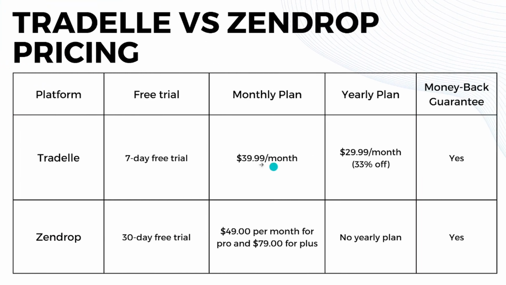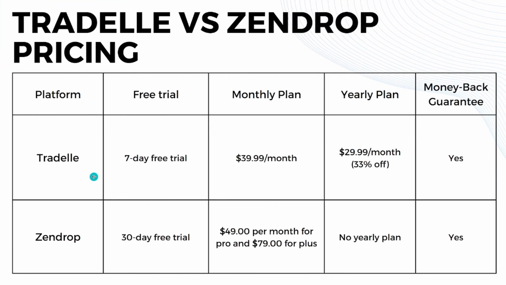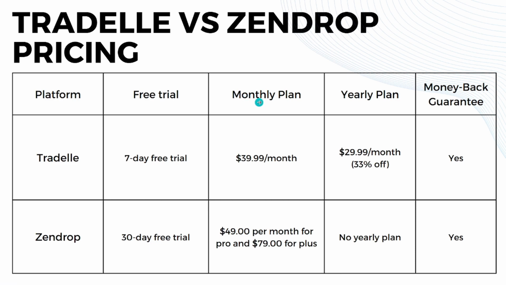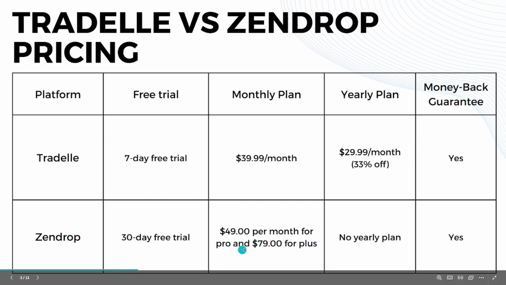So now let's go directly to the pricing. And as you can see, when it comes to free trial, Tradelle has a 7-day free trial for their features. And Zendrop offers a 30-day free trial for their premium features. So when it comes to a monthly plan, Tradelle offers their premium plan for $39.99 per month, while Zendrop has two premium plans with different prices. So $49 per month for the Pro Premium plan and $79 for the Plus Premium plan. So that's it for the monthly plan.